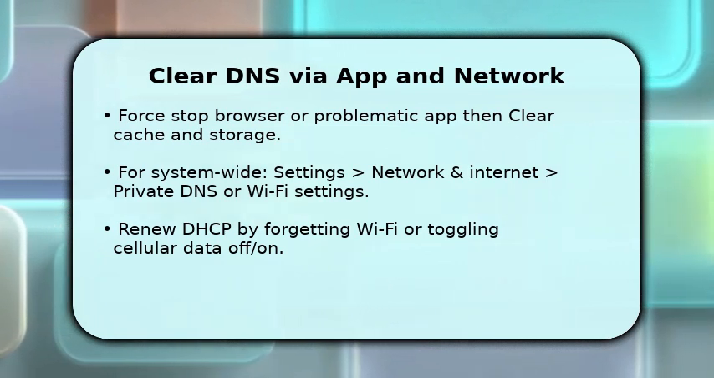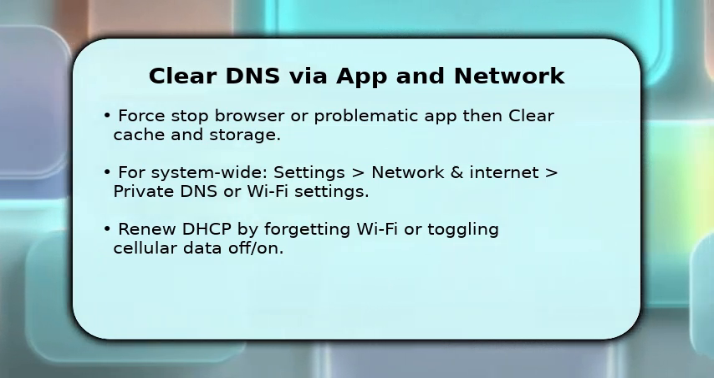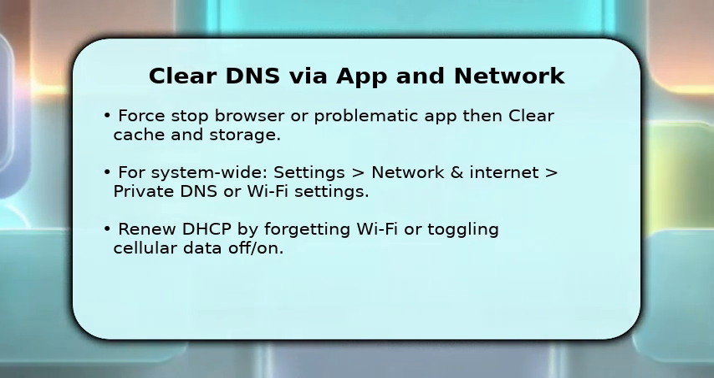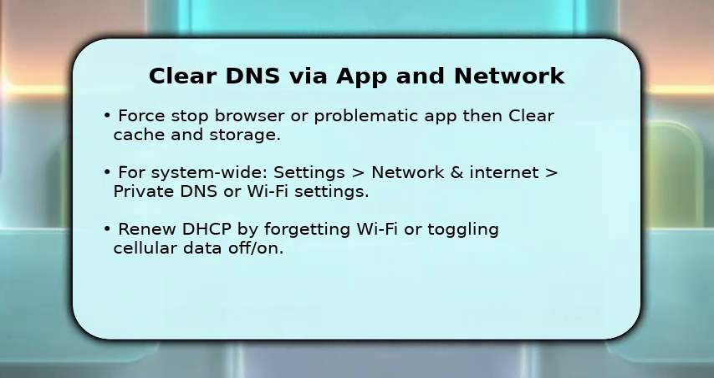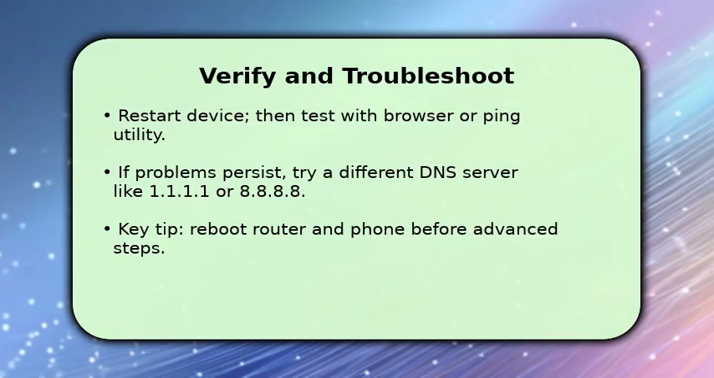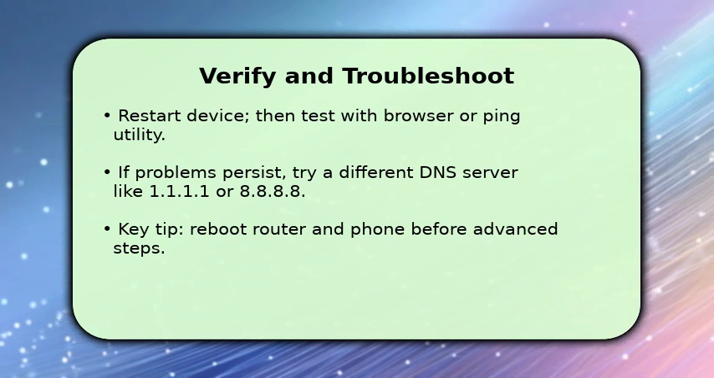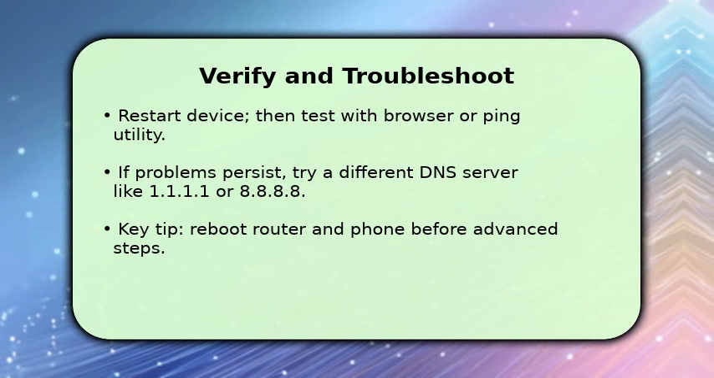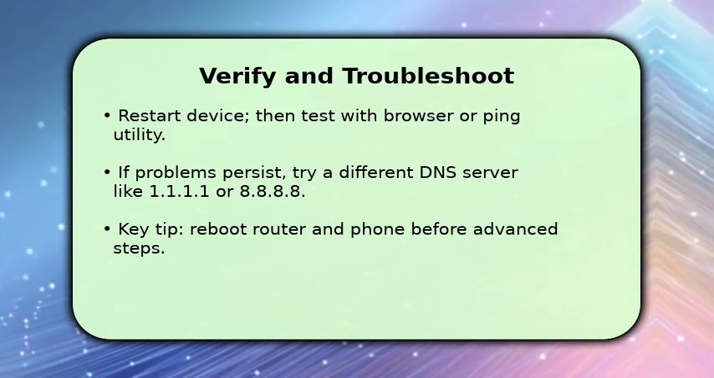If you use Wi-Fi, forget the network and reconnect or toggle cellular data off and on to renew the DHCP lease and flush the system resolver. You finish by restarting your device so all cached resolver state clears from memory and services restart. Once rebooted, load the site or use a network utility to confirm DNS returns the correct address.